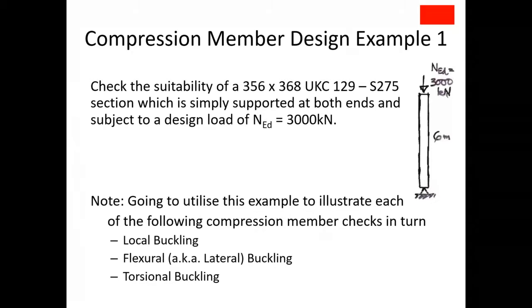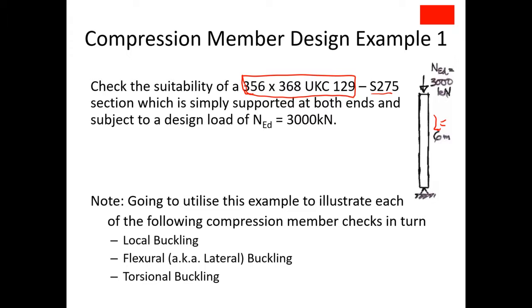Okay, so we're going to do an example here on the compression member design. We're going to check the suitability of this cross-section to carry the applied load N_Ed of 3,000 kilonewtons in compression. The member is 6 meters in length. It's grade S275 steel, and this is the cross-section properties.